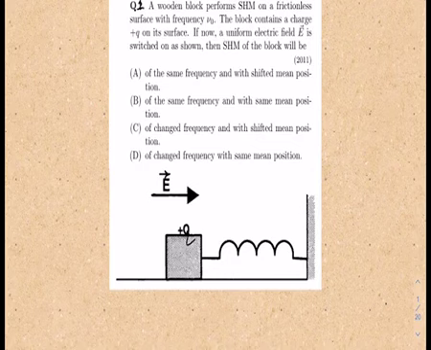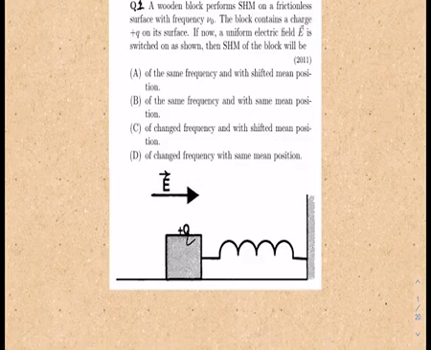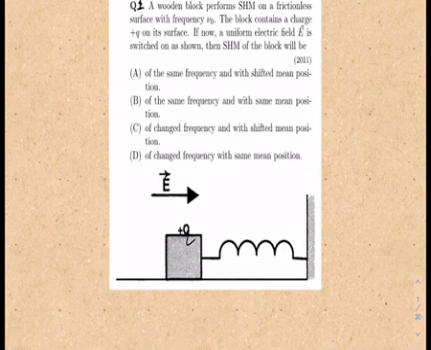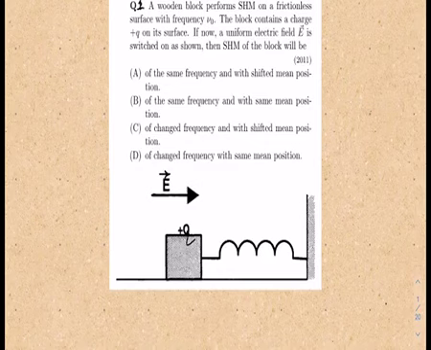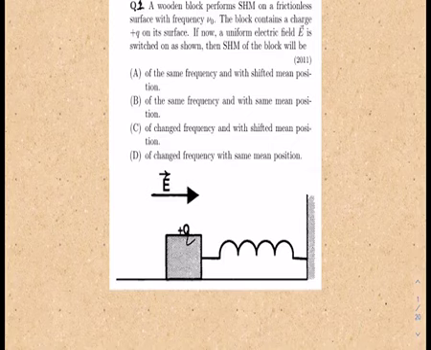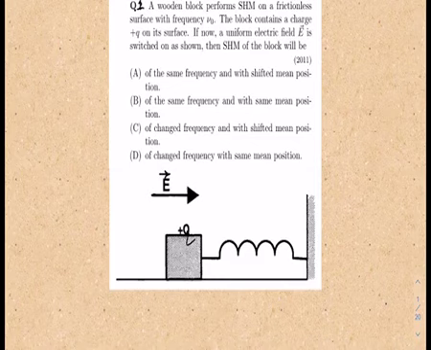In this problem that was asked in 2011 JEE Advanced, a wooden block performs simple harmonic motion on a frictionless surface with frequency nu0. The block contains a charge plus q on its surface. If now a uniform electric field E is switched on as shown, then simple harmonic motion of the block will be, four options are given.